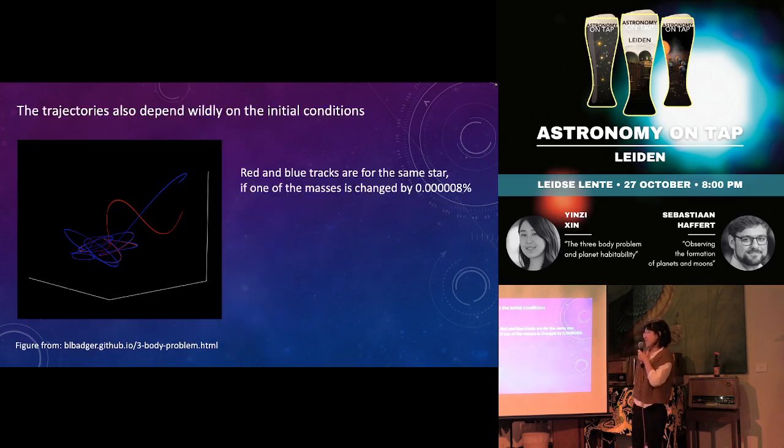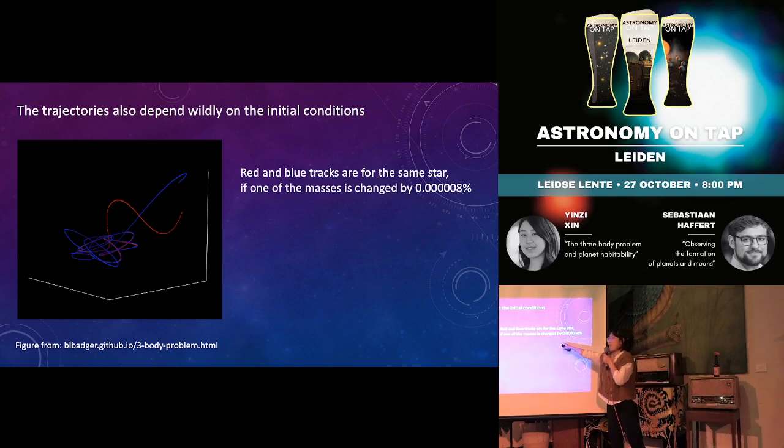And another thing that's interesting is that, okay, let's say you know perfectly what your system is, and you can use these numerical simulations to predict what it will do in the future, but unfortunately, the trajectories depend wildly on the initial conditions. So the tiniest error in how well you think you know your system will lead to wildly different predictions for where it will be in the future. So the red and blue here are tracks for the same object in the previous figure I showed you. So these are for the same object, but if the mass of the object was changed by a really tiny percent.